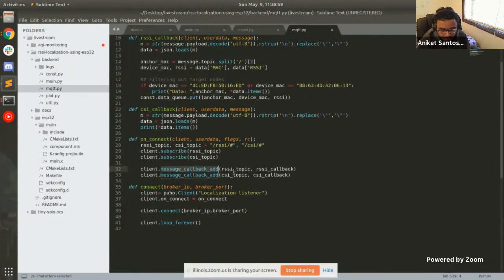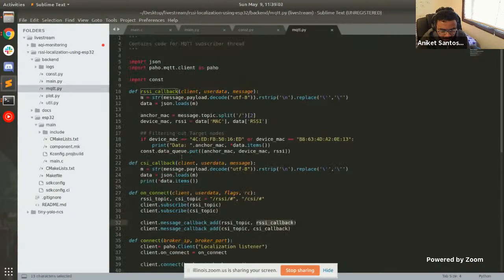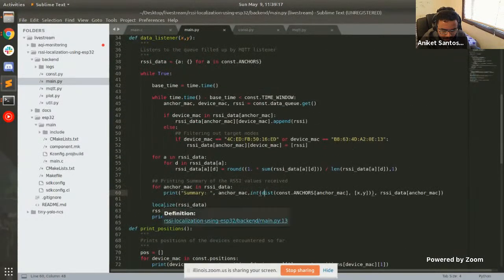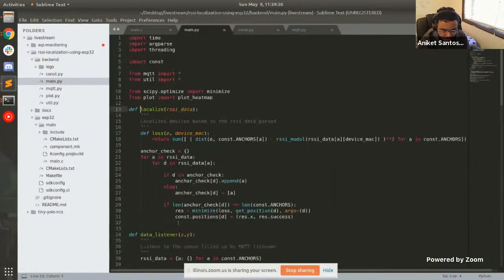So if any message is received on this particular topic, then we trigger this particular callback, and we check from whom we have received this message and what RSSI value was received. And once we do that, we trigger this localization function, which minimizes the loss.